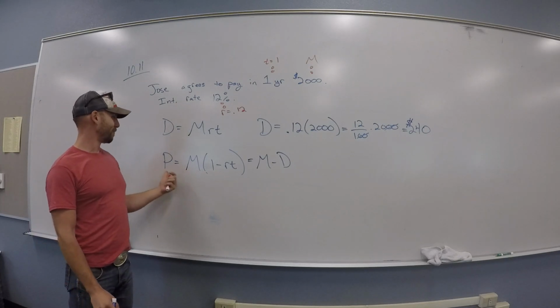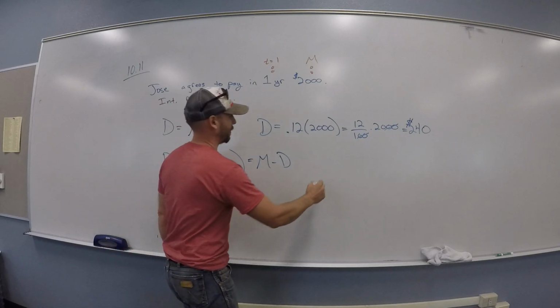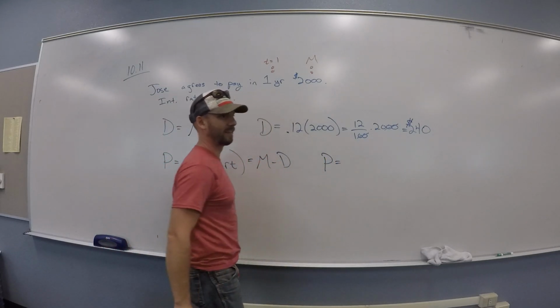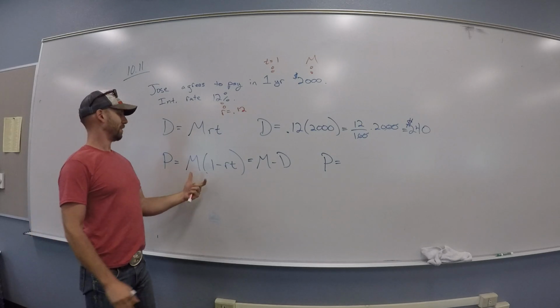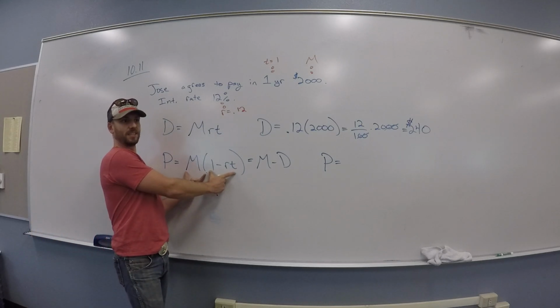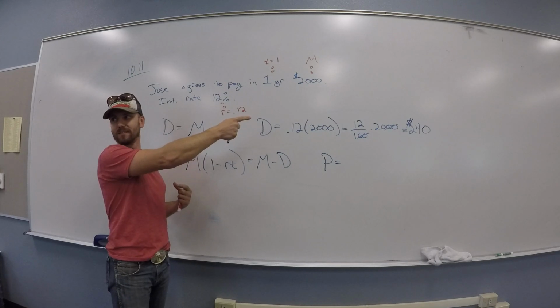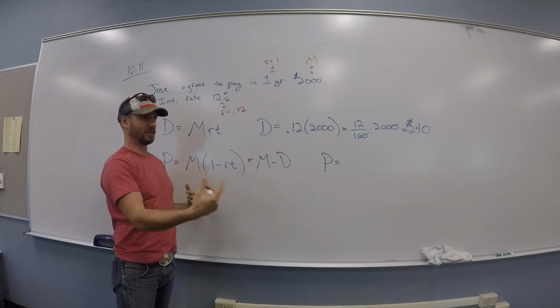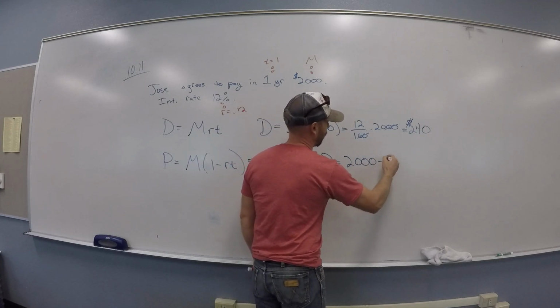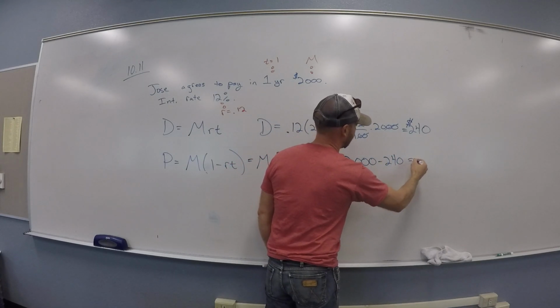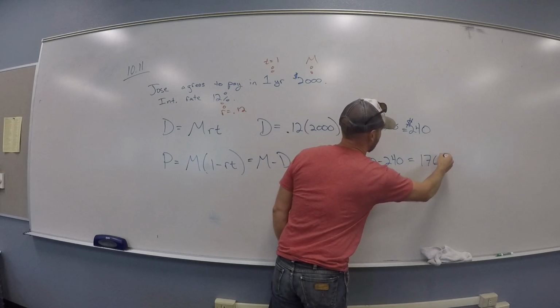Alright, so how about P? P is 240 minus... no, 2,000 minus 240. You could do the longer formula, but since you already calculated the discount, you may as well just take the maturity amount and subtract it. So 2,000 minus 240 gives you 1,760.